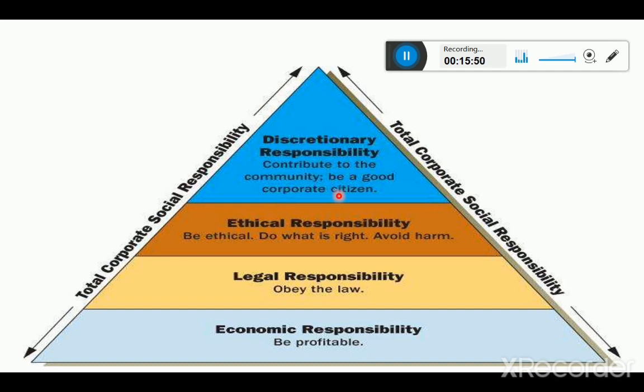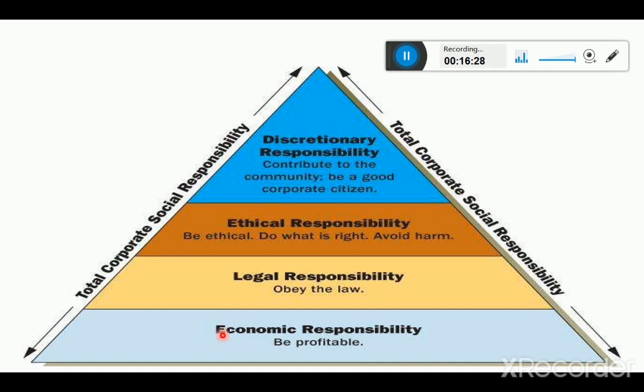When an organization fulfills its economic responsibility, legal responsibility, ethical and philanthropic responsibility, we can say that the organization is acting with corporate social responsibility. Corporate social responsibility is equal to the economic responsibility, the legal responsibility, the ethical responsibility, and the discretionary or philanthropic responsibility. That is simply known as corporate social responsibility.